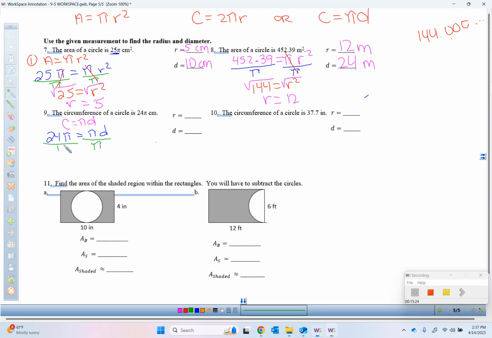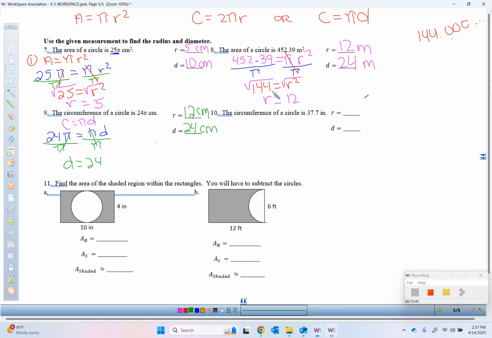If we do it over here, we got to do it over here. That allows those to cancel. If you notice, they also cancel over here, and I'm left with 24. So my diameter is 24, and my unit is centimeters. So now if my diameter is 24, my radius is half of that, which is 12.